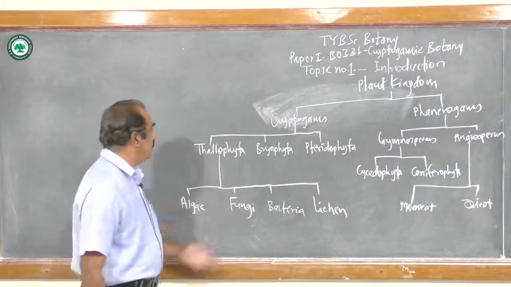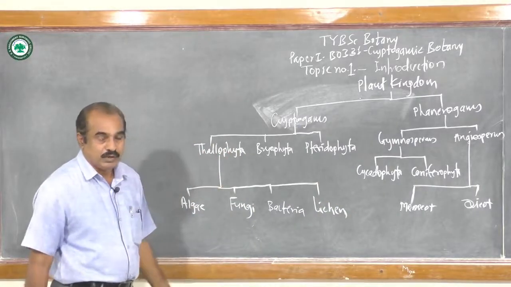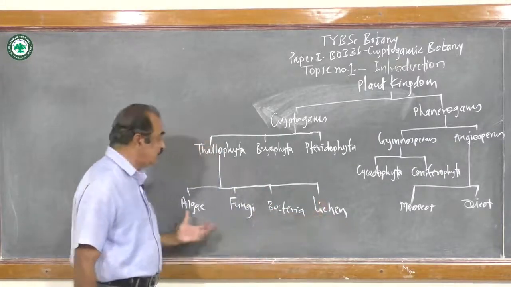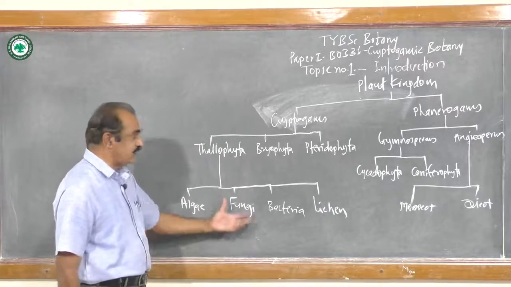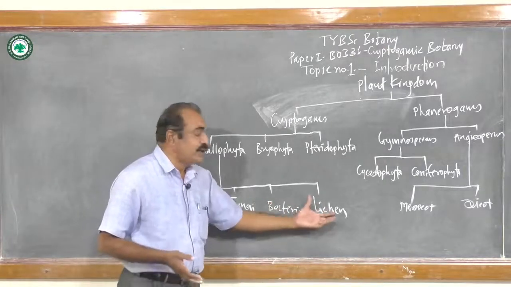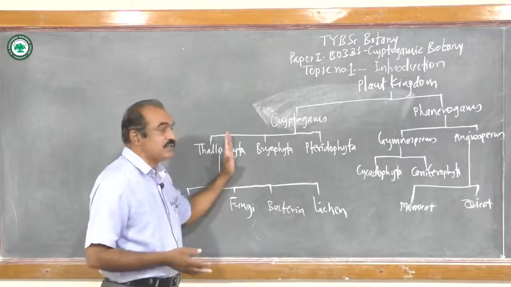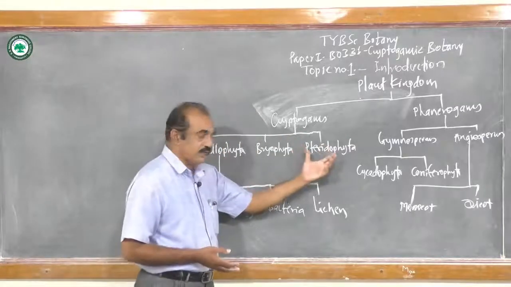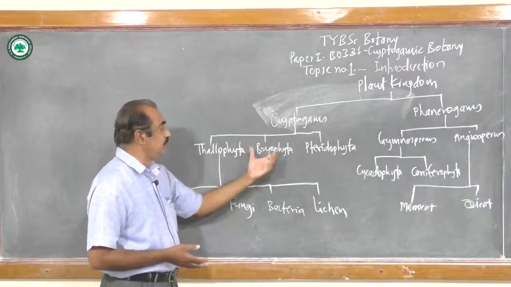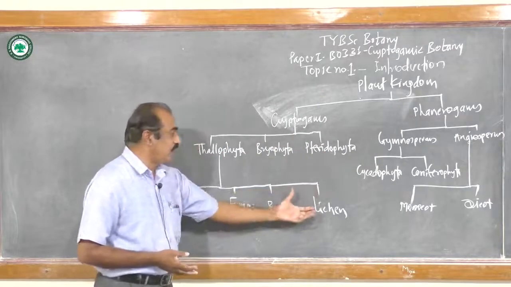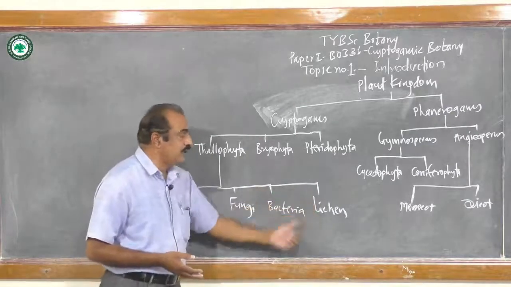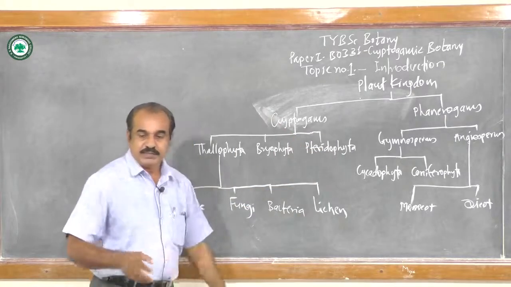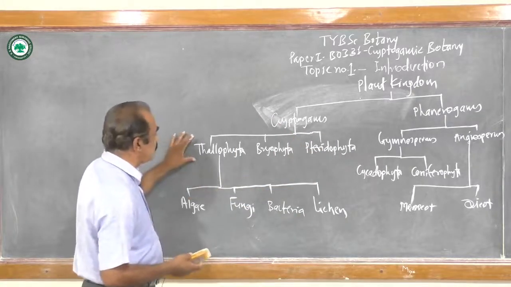Also compared to the gymnosperms and angiosperms. Now these thallophyta are again divided into different groups on the basis of some basic characters, that is algae, fungi, bacteria and lichen. All these groups have different characters. Algae have different characters, fungi have different characters, bacteria and lichen also have different characters. So all of these plants come under the cryptogams, and they are divided into three groups: thallophyta, bryophyta and pteridophyta. Thallophyta are primitive as compared to bryophyta and pteridophyta respectively. So today we are going to see the thallophyta.